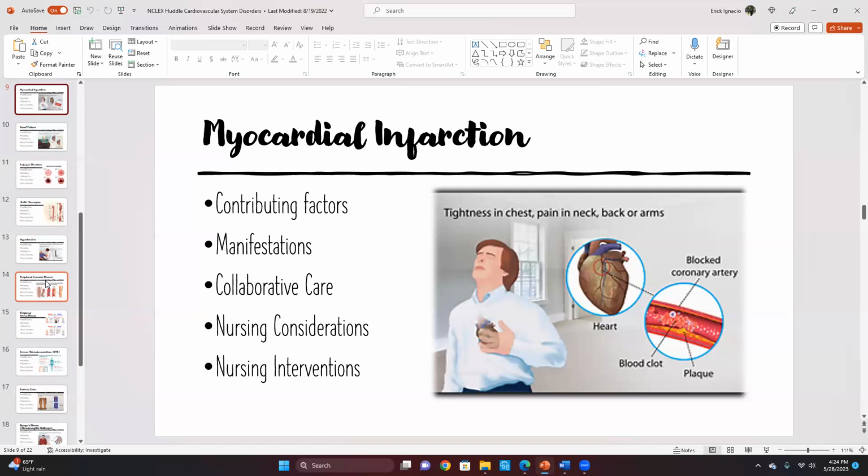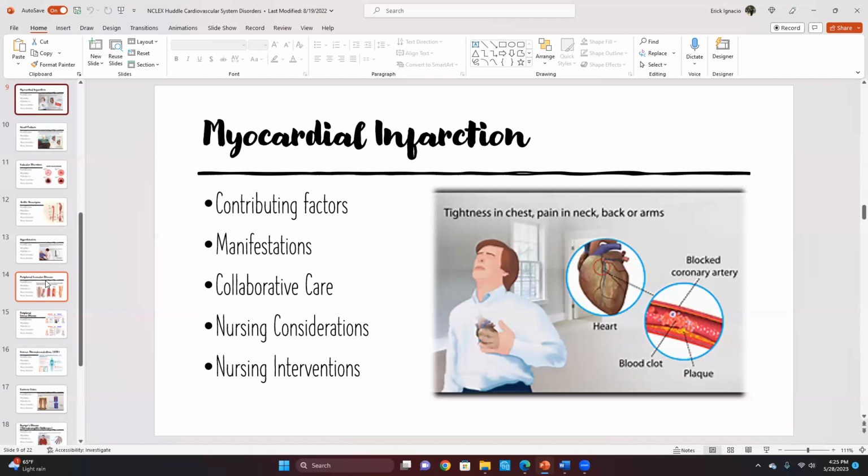Remember, women, older adults, and patients who have diabetes often report no pain. The patient may be diaphoretic, they may have nausea, vomiting, anxiety, fear, a feeling of apprehension and doom. Vital sign changes: they will have tachycardia, hypotension, dyspnea, and dysrhythmias.